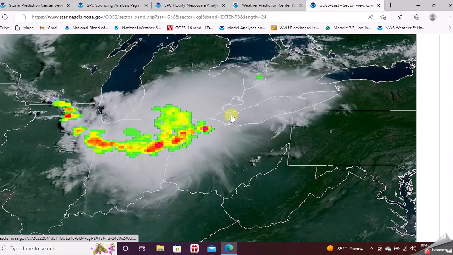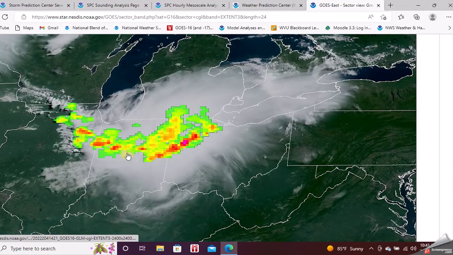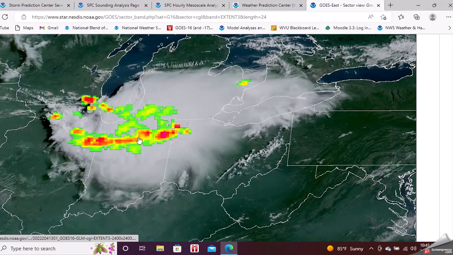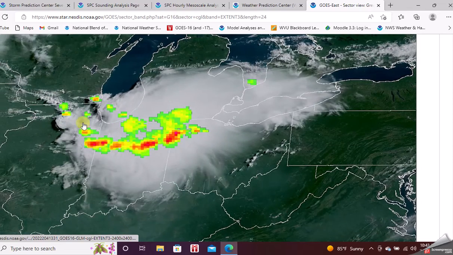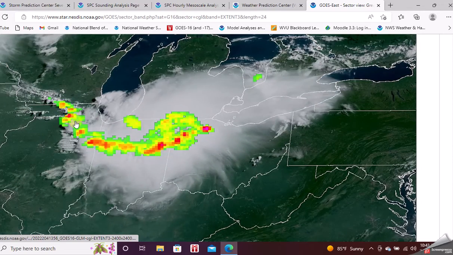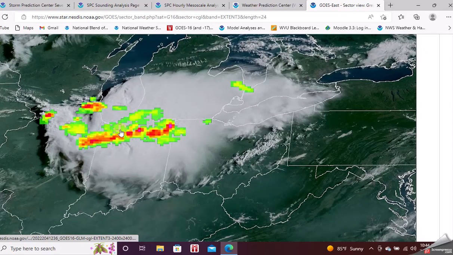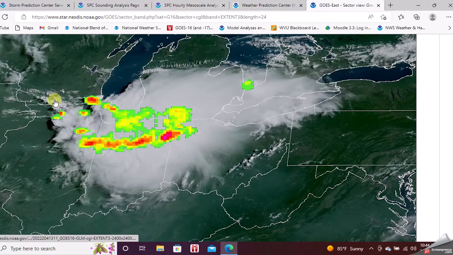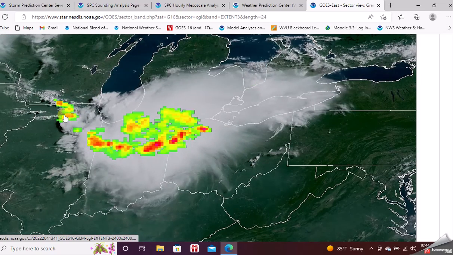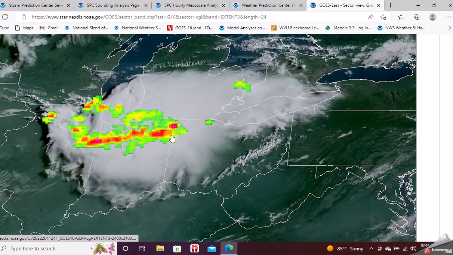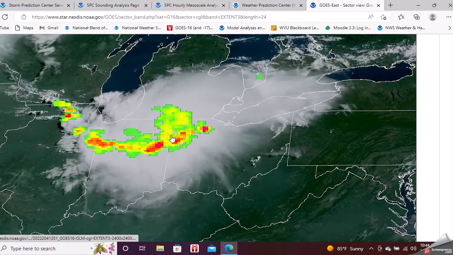Notice lots of outflow out ahead of it. Very nice line of lightning along this. Interesting to me, one of the things I'm seeing is I would look at this area for having potential for flash flooding later on, because you're getting more and more thunderstorms back in here that are going to go over the same area. This is a cluster of thunderstorms, or mesoscale convective system.